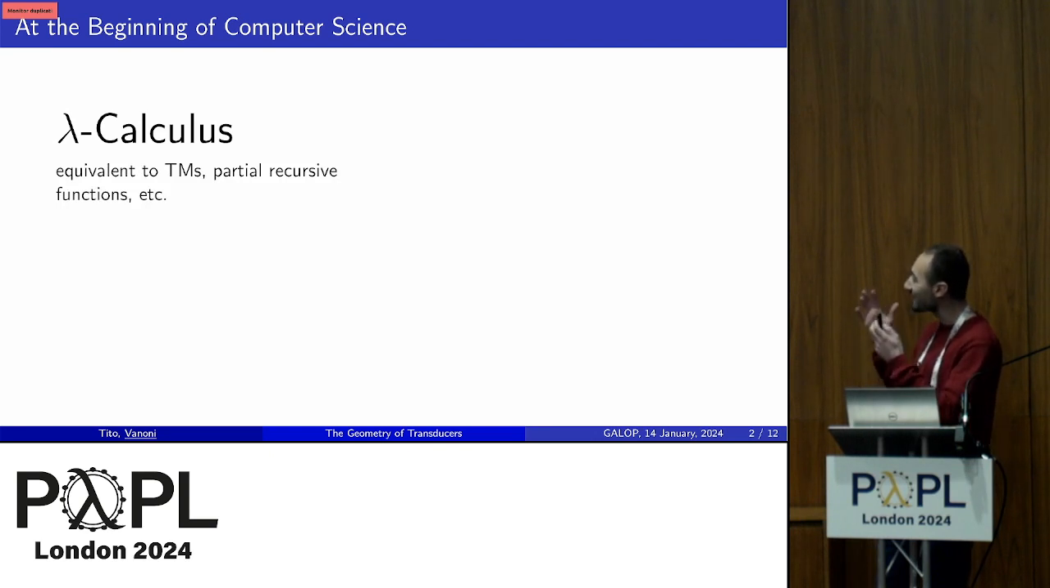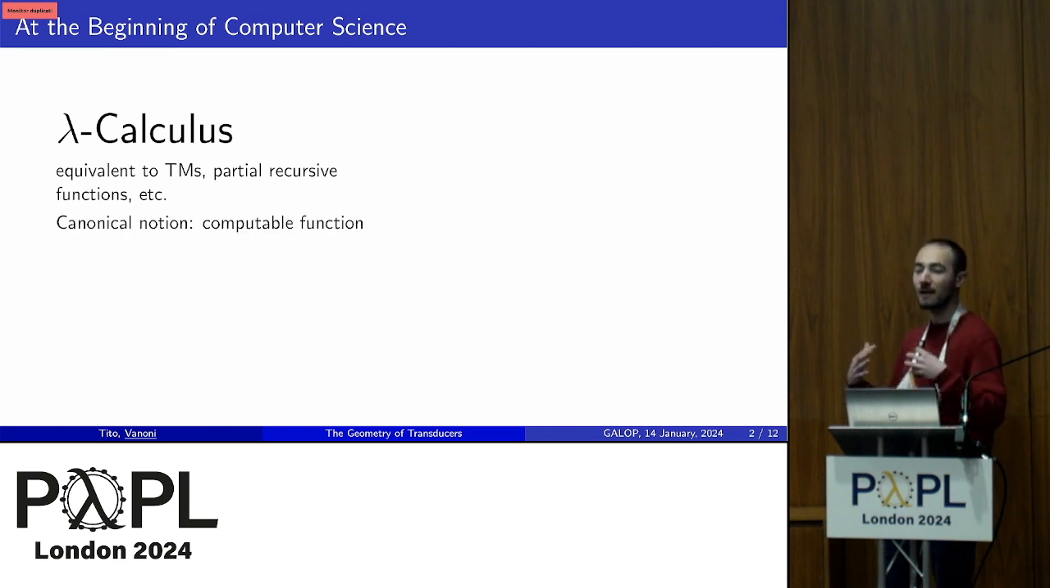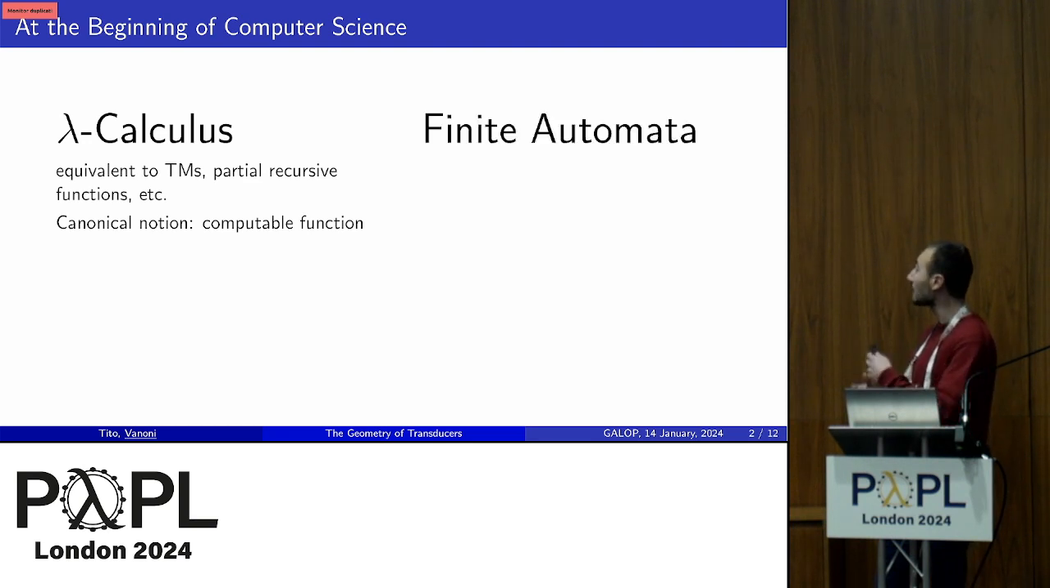And then it was proved equivalent to Turing machines, to partial recursive functions, and to many different kinds of computation devices. And in particular, the canonical notion that stems out of all these mechanisms is the one of computable function. But also, since the beginning of computer science, there were also finite automata. These are very easy devices with just a finite state.